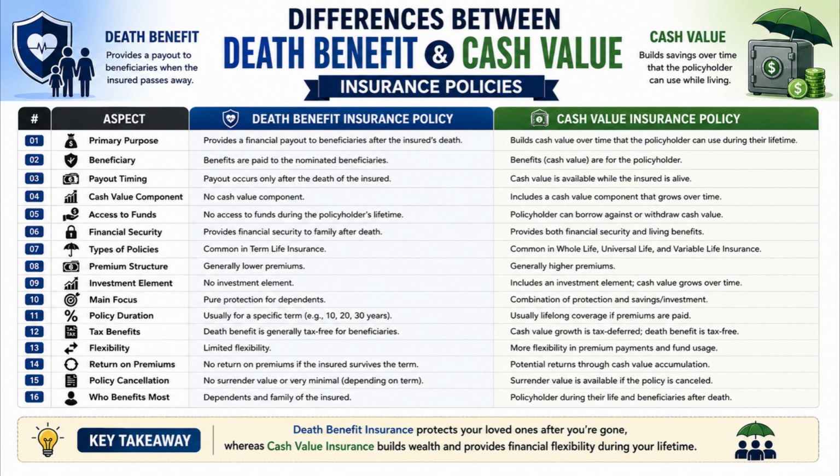In short, death benefit insurance focuses on protecting loved ones financially after death, whereas cash value insurance combines protection with savings and financial flexibility during the policyholder's lifetime.